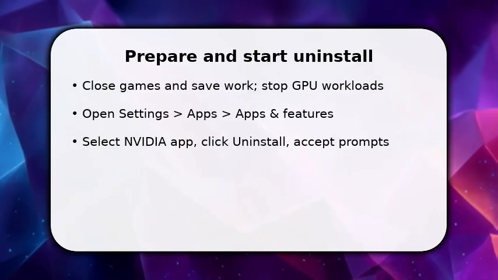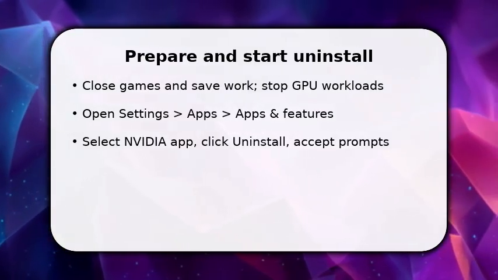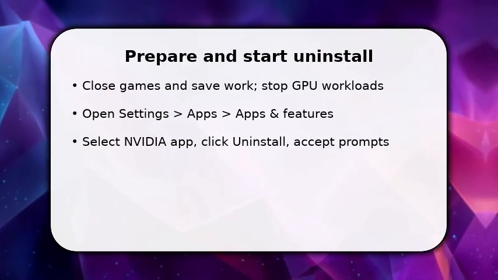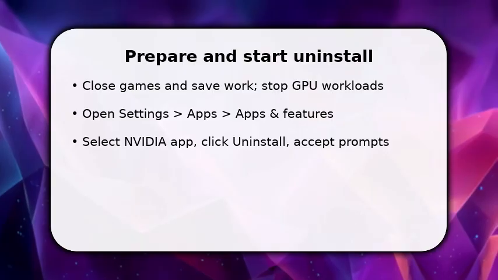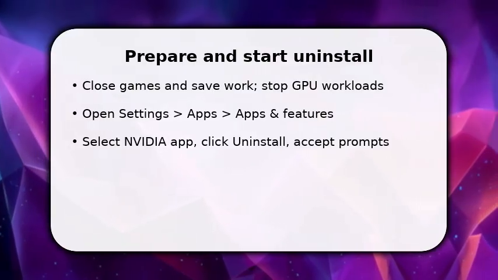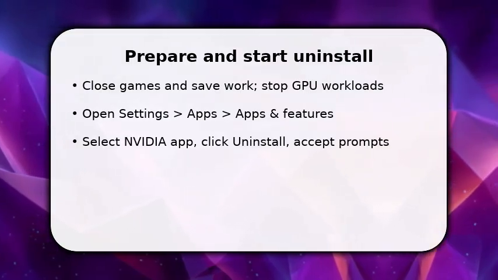You begin by closing games and GPU-heavy programs so files aren't locked. This prevents installer errors. Once done, open Settings, go to Apps, then Apps and Features. You'll see Nvidia entries listed. You select the Nvidia app you want removed and click Uninstall, confirming any prompts.